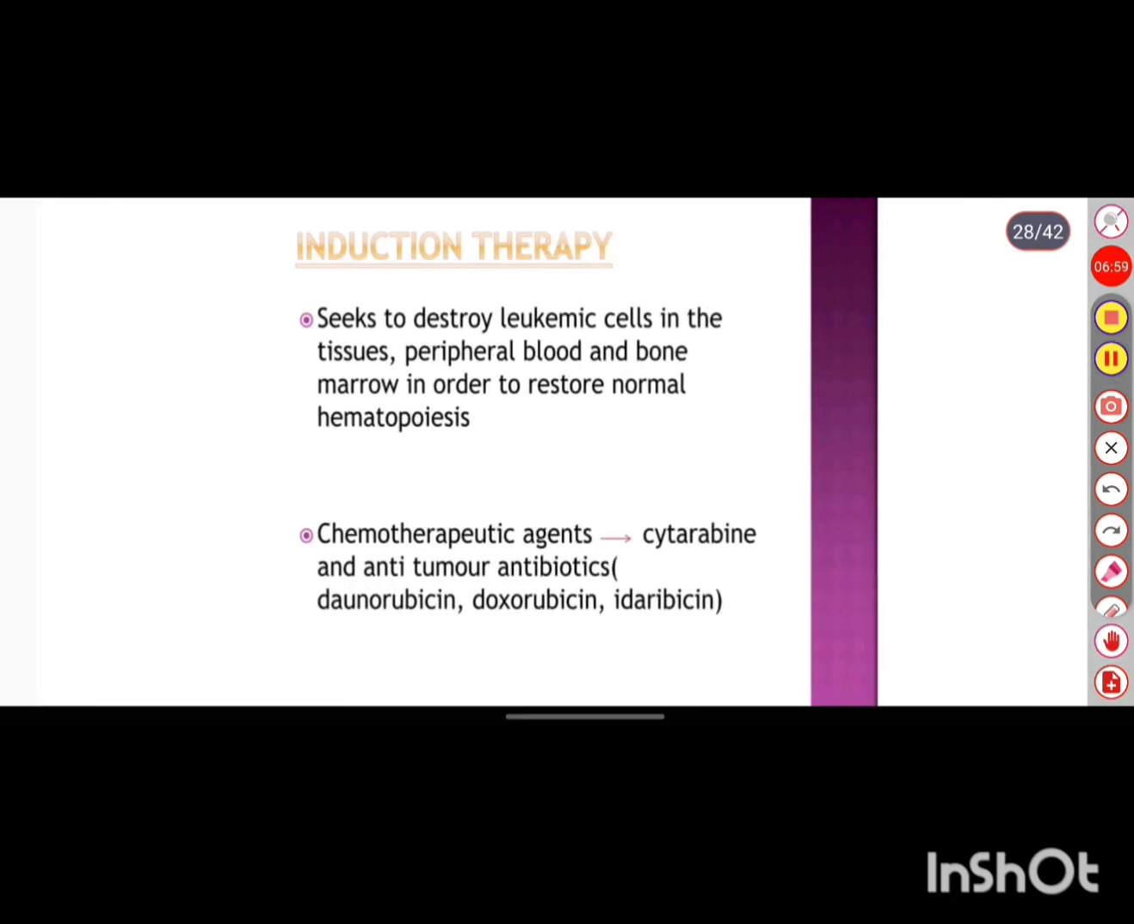Now we'll see what is induction therapy. In induction therapy, our aim is to destroy the leukemic cells and also to restore the normal hematopoietic functions. The chemotherapeutic agents usually used here are cytarabine, and other anti-tumor antibiotics like daunorubicin, doxorubicin, and idarubicin.